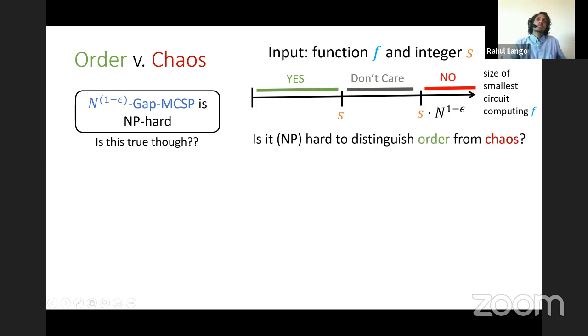And to me, this question is: is it NP hard to distinguish order from chaos? Is it NP hard to distinguish between things which have computational order that can be described by small circuits, or really cannot be? To me, this is a very interesting question, both philosophically and practically in terms of the consequences that it has. And it really drew me to the field.